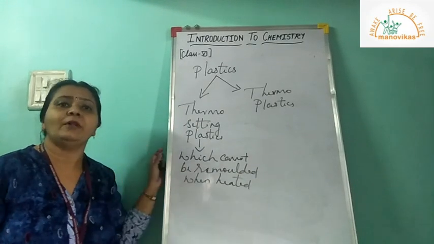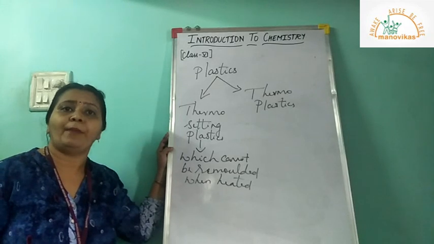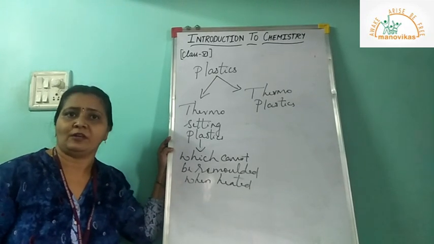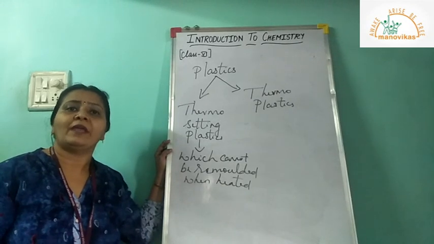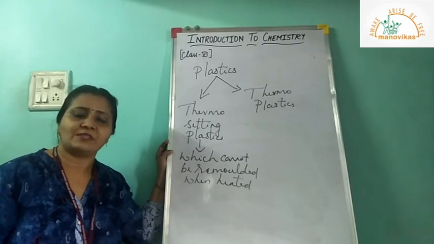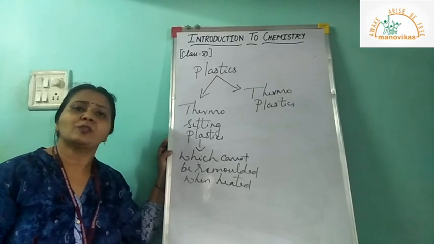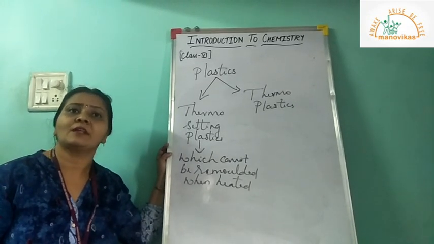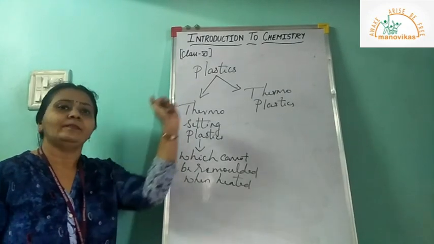Example for thermosetting plastics, that is bakelite, melamine, etc. And thermosetting plastics are used in making the handles of utensils and also in making the cabinets of television sets. These are the uses of thermosetting plastic.